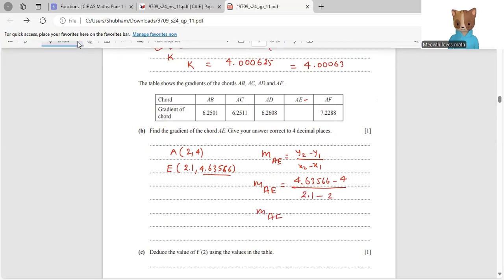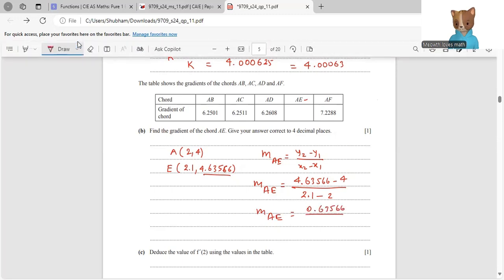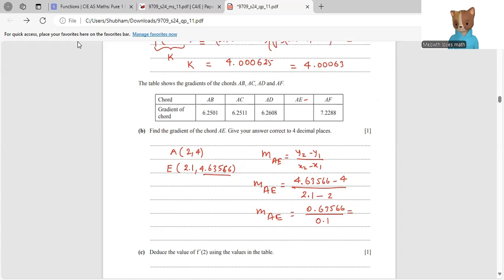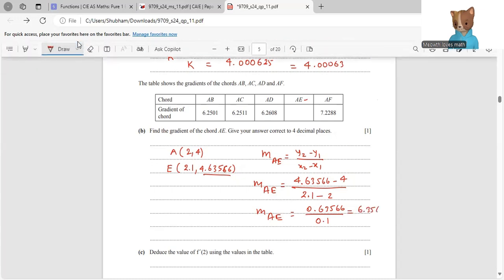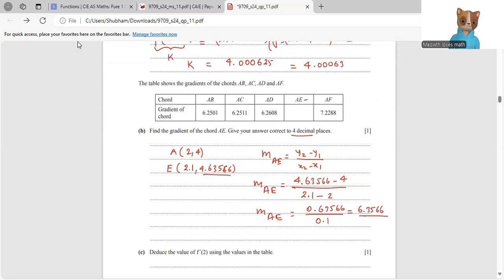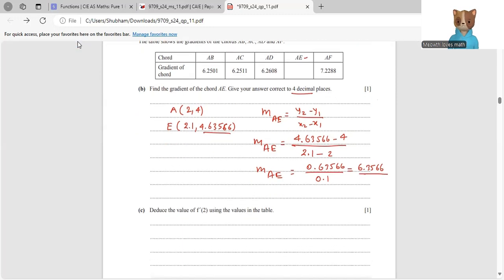So MAE eventually gives me 0.63566 divided by 0.1, which is nothing but 6.3566, up to 4 decimal places. So this is up to 4 decimal places, and that's our answer. Okay. Yes.